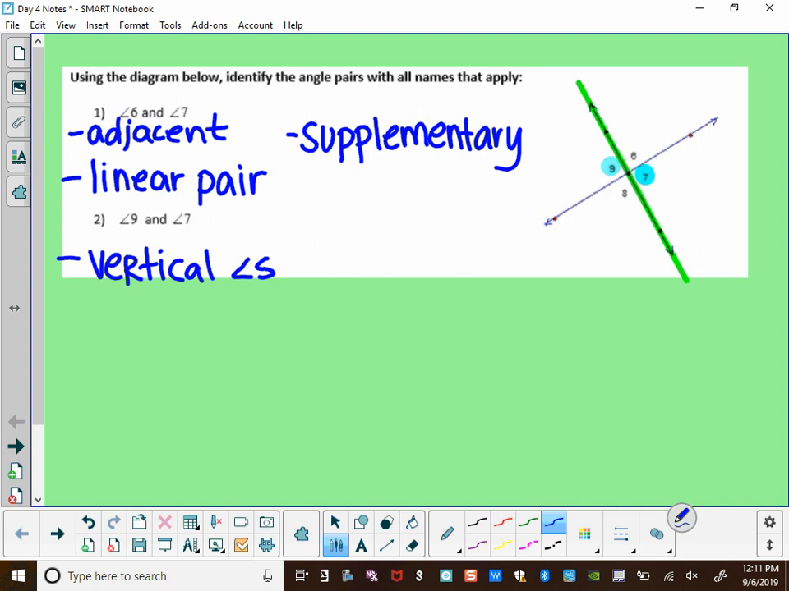I like to abbreviate angles. That's why you see that little angle sign. If you want to write it out, go for it.